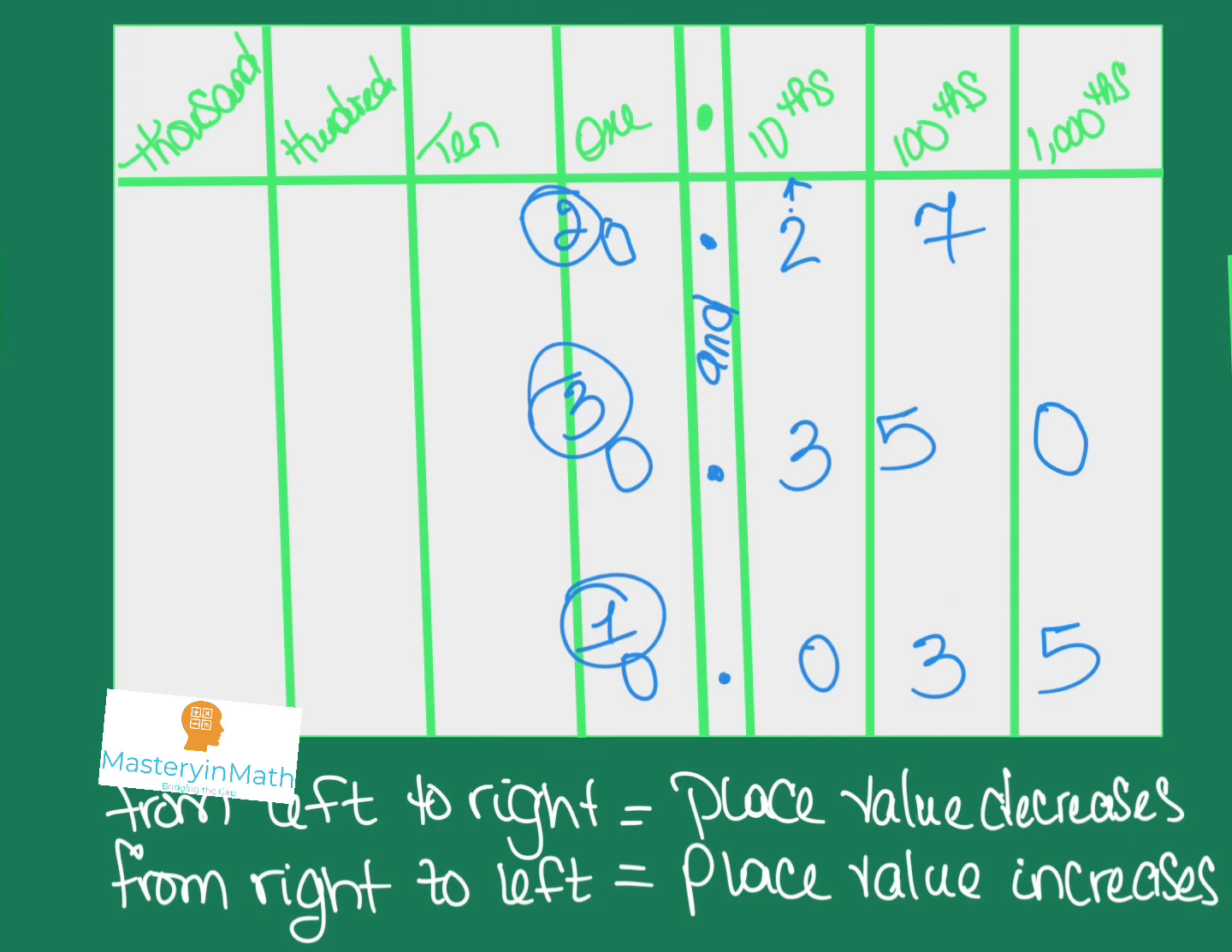then you can see that now you have 2,700s, 3,500s, and 300s. Compare them. You see that 3 is less than 27, 27 is less than 35. So that's how we would compare them.